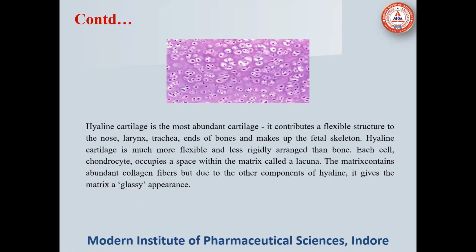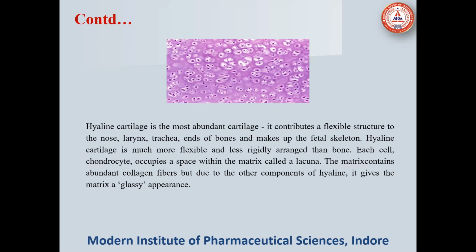Another connective tissue example is hyaline cartilage. Hyaline cartilage is the most abundant cartilage present in our body. It is a flexible structure. It is basically present in the nose, larynx, trachea, ends of the bone, and the fetal skeleton. Hyaline cartilage is more flexible and less rigid than bone.